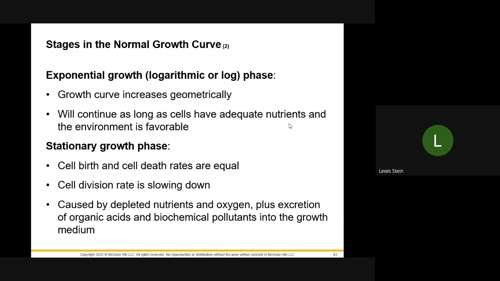Point one, log phase is absolutely the best time to attack those bacteria. It's the best time to treat, assuming it's an infection of significance, best time to treat.